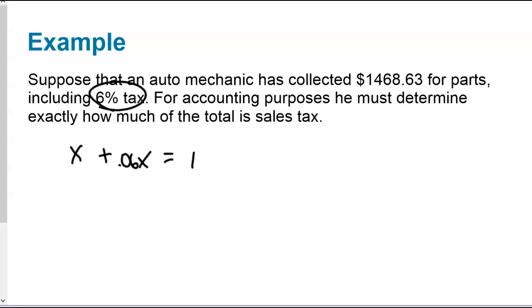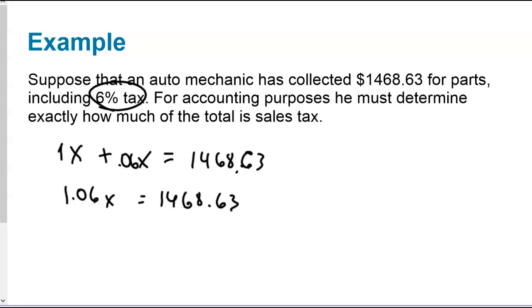And the whole thing ends up being $1,468.63. So now we can go ahead and add these. Now when we add these, be really careful to remember that this X over here is actually 1x. And so what we've got here is 1.06x equals the total sales amount. And now it's just plug and chug. Make sure you remember, what you do to one side, you have to do to the other.